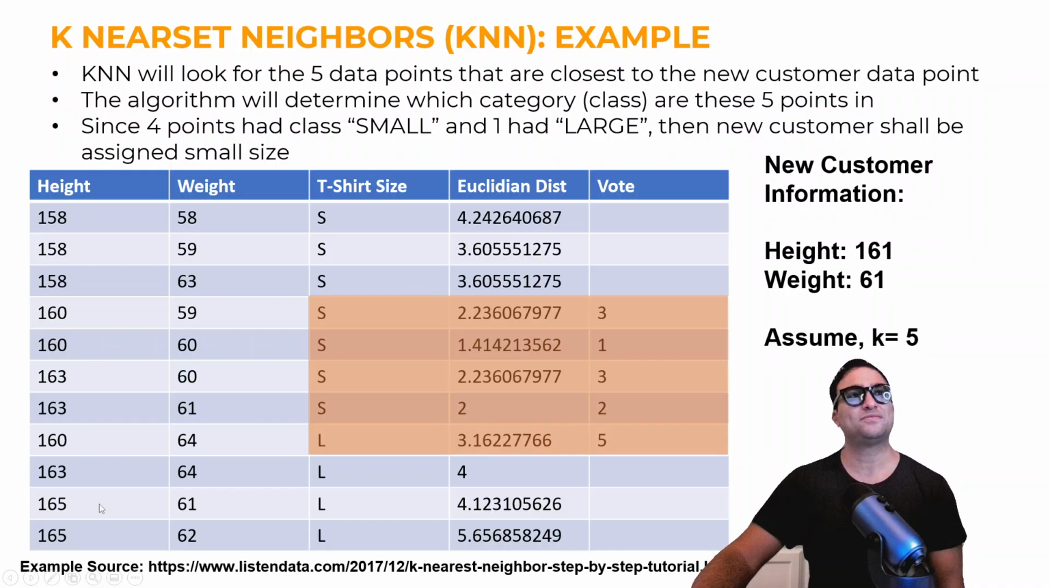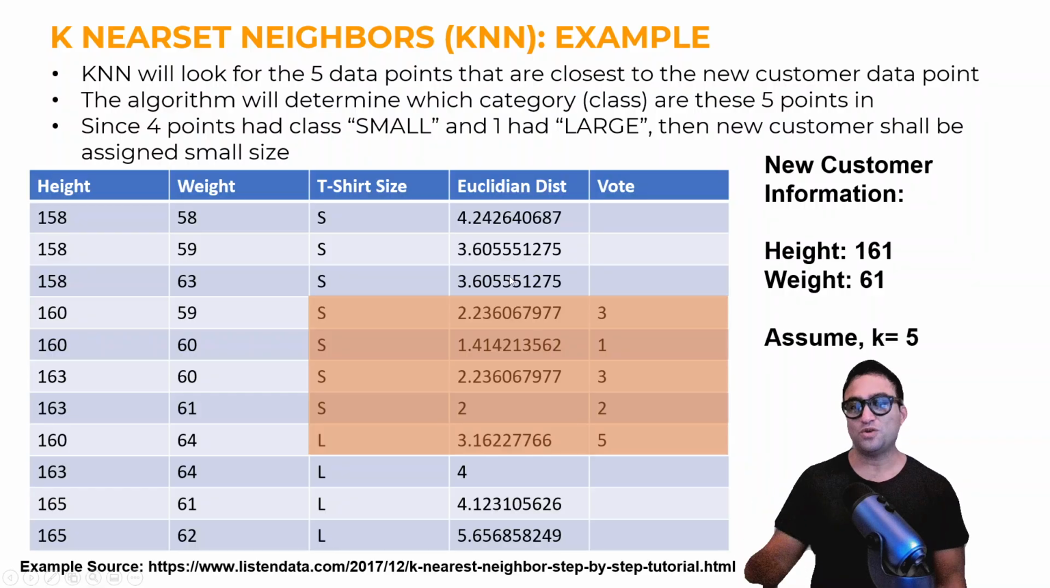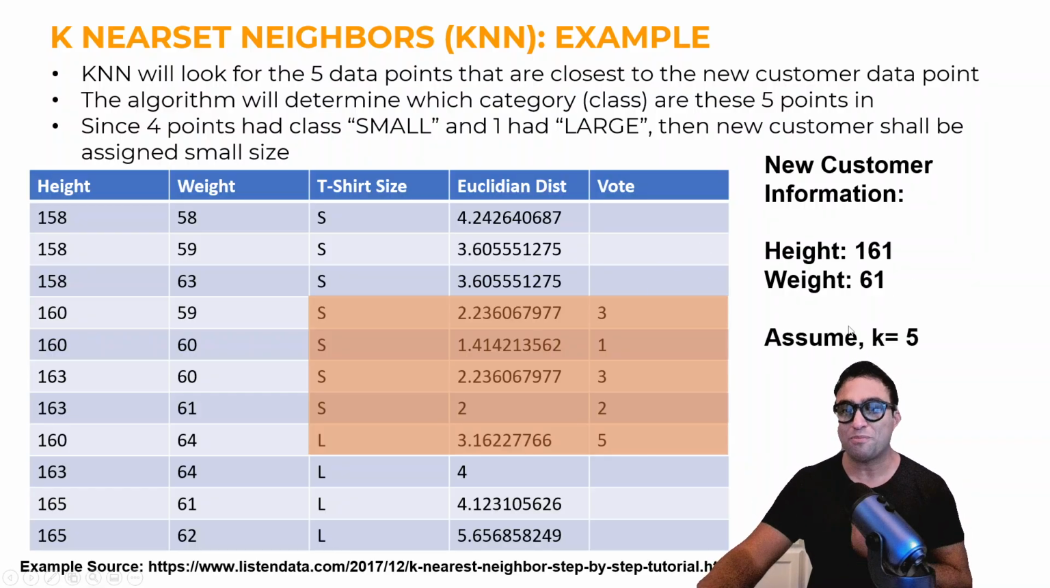We have the height. We also have the weight. And I also have here the t-shirt size, which is either small or large. And simply all I need to do is calculate the Euclidean distance between a given data point that I wanted to classify and all these data points that I have in my training data. So if you calculate the Euclidean distance, you will see that here I have a bunch of basically numbers, right?